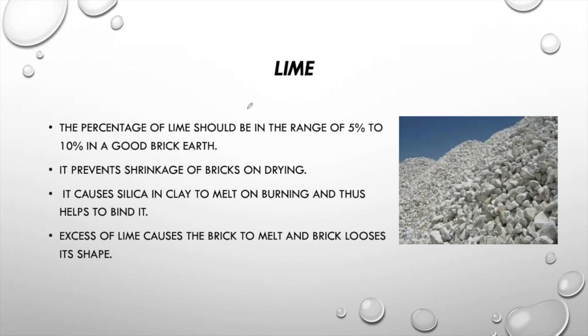Now the lime, if the lime is present in 5 to 10%, then it is very good for the brick earth, because it prevents the shrinkage of the bricks, and it causes silica in the clay to melt on burning and thus helps to bind it. So it acts as a binding material for the silica in the clay in the production of the bricks. Now if an excess of lime is present, then it may lead to a higher amount of binding material, so it may cause the brick to melt and lose its shape.